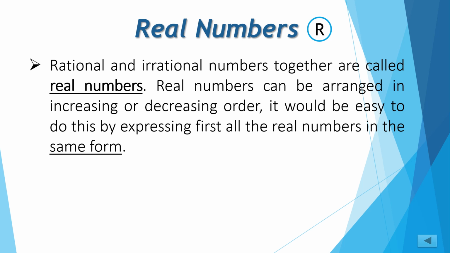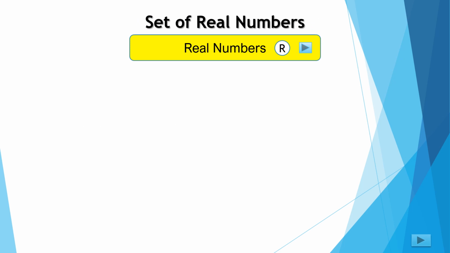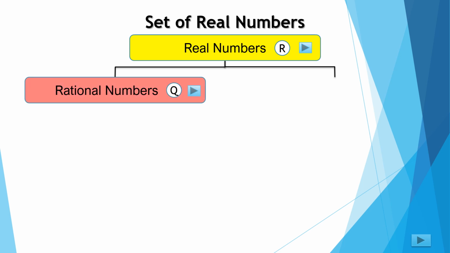Okay, balik tayo sa set of real numbers. Again, real numbers have two types. The first is the rational number, represented as Q, while real numbers are represented as R. So ano ba ang rational numbers?